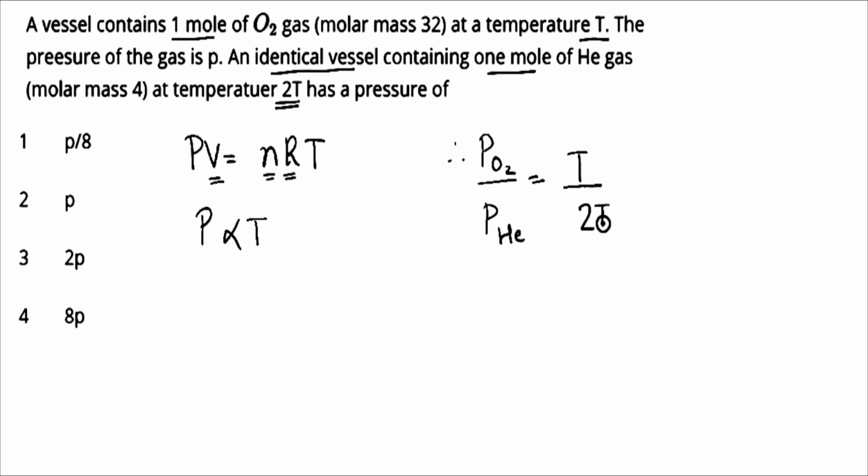is given here as 2T, and the pressure exerted in case of oxygen gas is P, divided by the pressure in helium gas, which is being asked to calculate. So this T and T cancel out, and the pressure exerted by helium gas comes out as 2P. Hence we can say 2P means option number 3 is the correct answer.